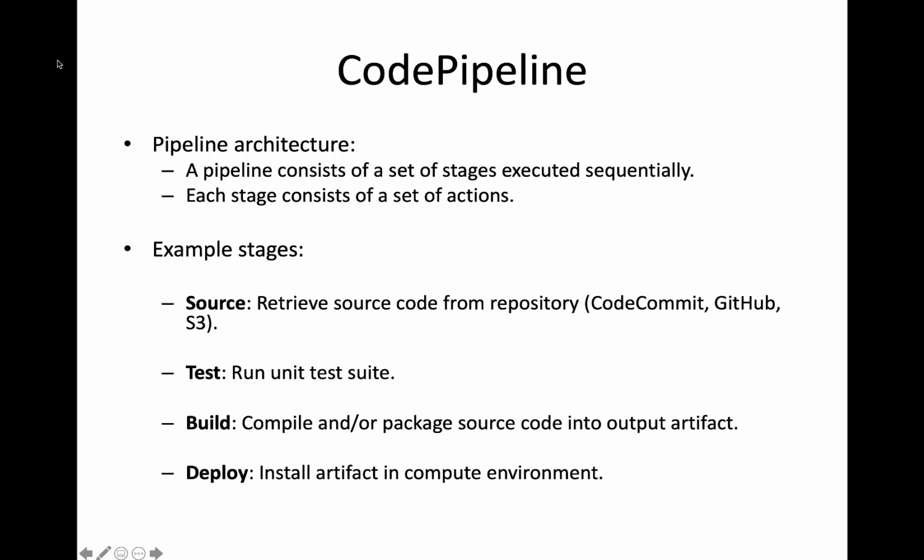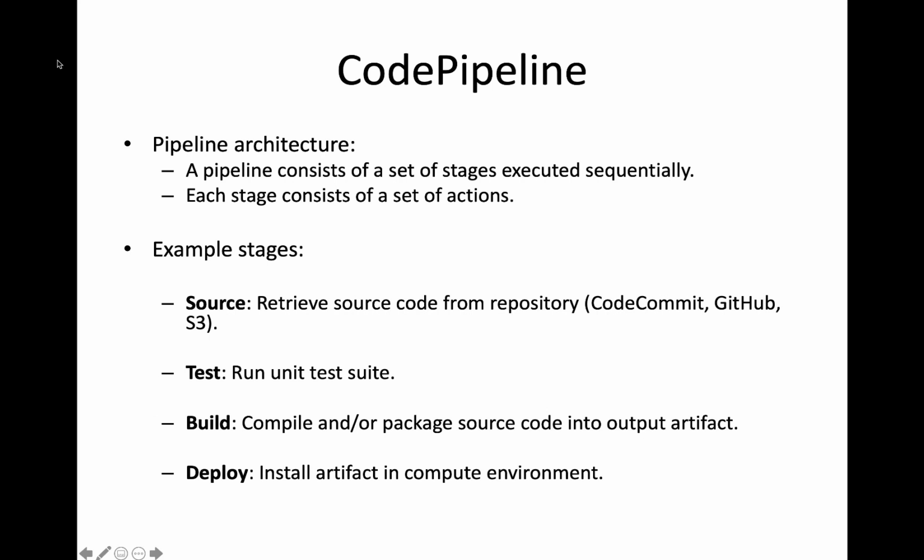So what does a pipeline look like in the CodePipeline service? The pipeline itself consists of a number of stages that you define, and these stages are executed sequentially. Each stage that you define also consists of a set of actions. Think of these as like a set of commands that are executed.